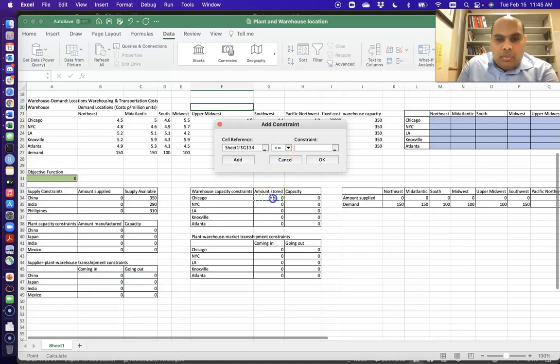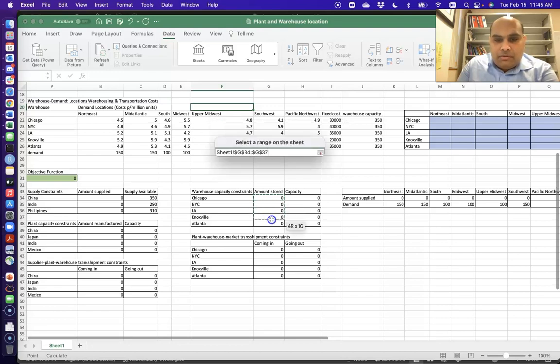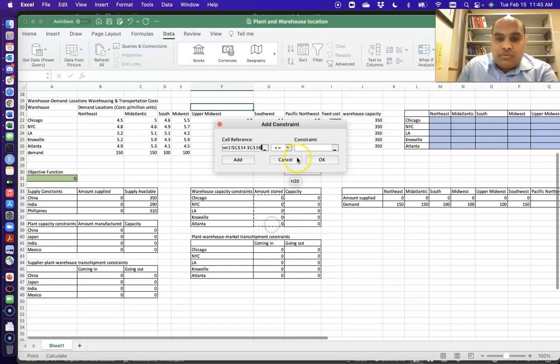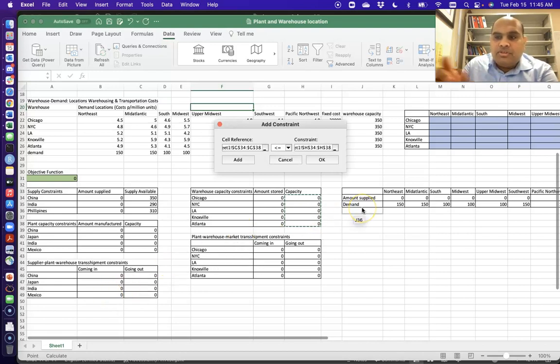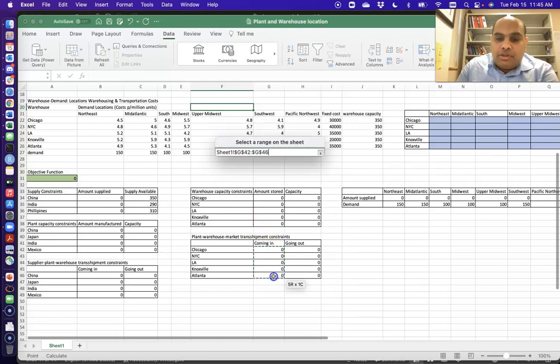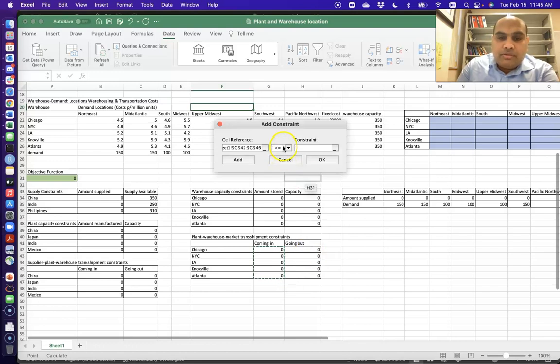Next, warehouse capacity constraint. So the total amount that is stored at each of the warehouses cannot exceed the capacity of the warehouses. Remember that when we wrote capacity constraints, we used the y variables on the right hand side to know whether they are open or not, right? So once you have that, I'm going to click on add. Next is the second transshipment constraint, transshipment through the warehouses. Everything coming into the warehouses has to leave the warehouses. There you go.